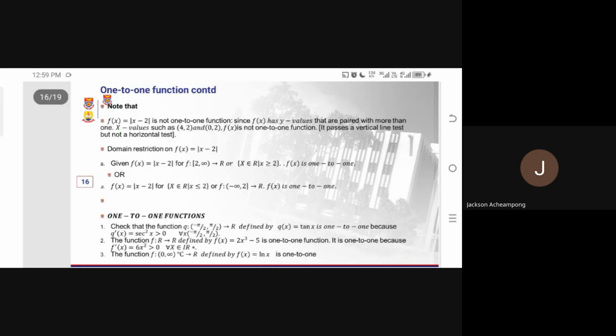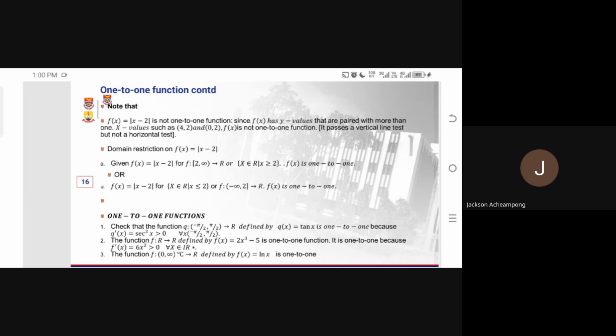So, we want to note a few things: f of x equals the absolute value of x minus 2 is not a one-to-one function. The reason is that f of x has y values that are paired with more than one x. If you have the absolute value of a linear function, it will have more than one value, because the absolute value of a number is always positive.